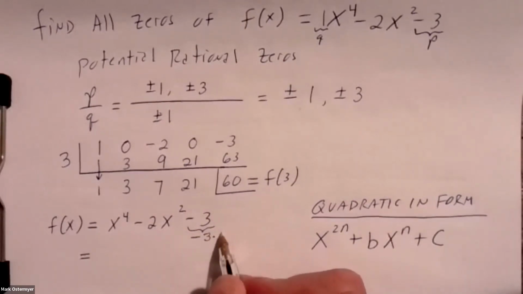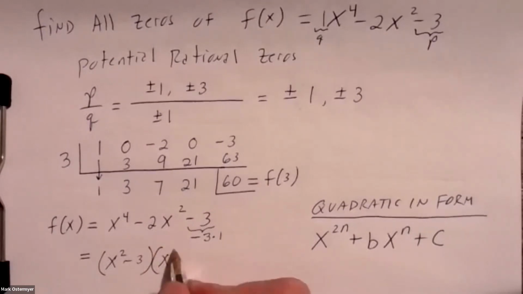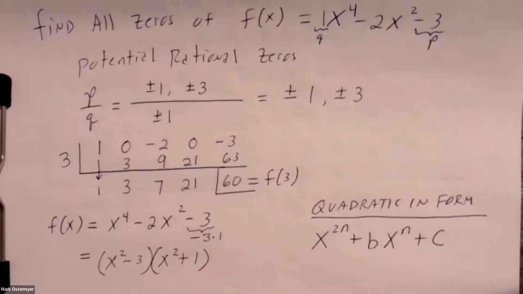Well, that's going to be -3 and 1. And therefore, ladies and gentlemen, this trinomial will factor immediately into not just x, though, but it's got to be x squared minus 3 times x squared plus 1. There's the factorization of that trinomial.